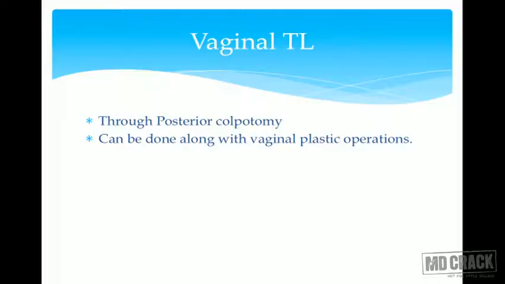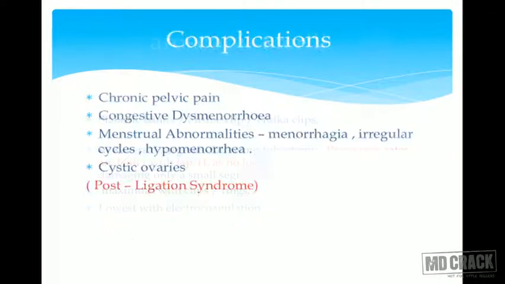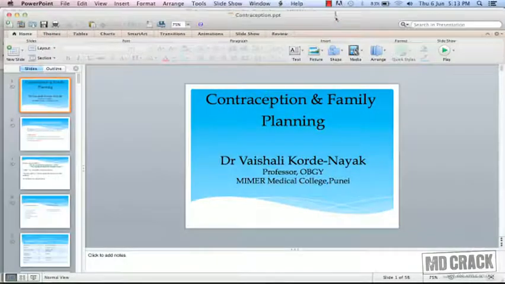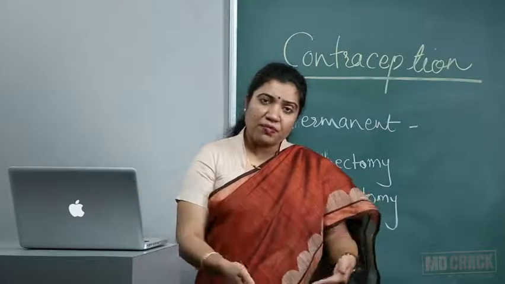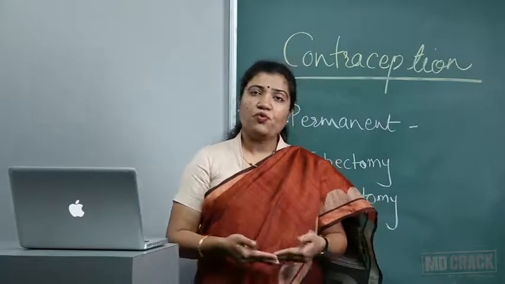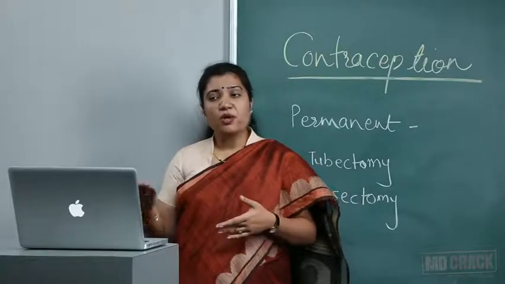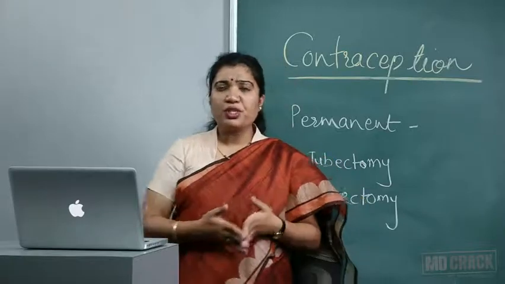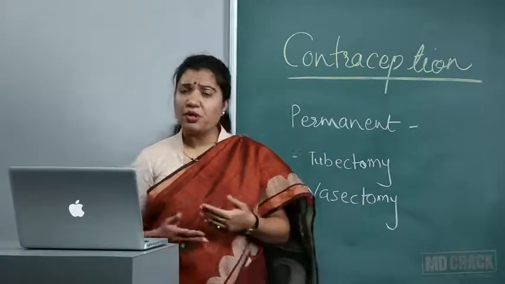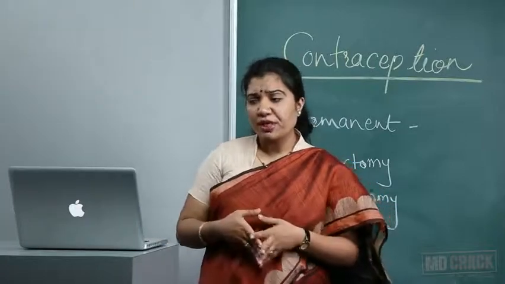Vaginal TL was previously very popular, nowadays not much in use. Through posterior colpotomy, we take an incision on the posterior fornix, and the tubes, as you know, are always in the pouch of Douglas along with the ovaries. From there, we can take out the tubes and perform tubectomy by all these methods. It can also be done along with some plastic surgery on the vagina, like anterior colporrhaphy or colpoperineorrhaphy. So you can combine these vaginal surgeries together.